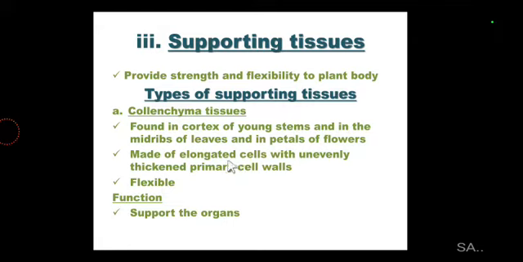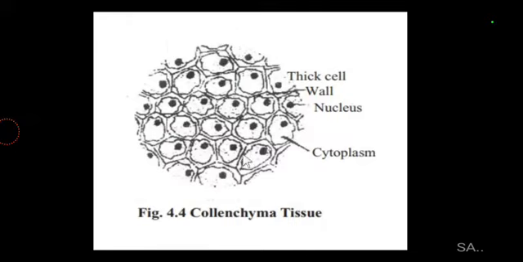If you look at their structure, then the collenchyma cells are made up of elongated cells, and their primary cell walls are unevenly thickened. It is not evenly thick at every point. Somewhere it is thick and somewhere it is thinner. That's why they are flexible in nature, and their function, you know their function, is to support the organs. So they are supporting the leaves because they are found in the cortex of the midribs of the leaves, and in stems also they are found, and in the petals too. So they are supporting in nature, and this is their structure.